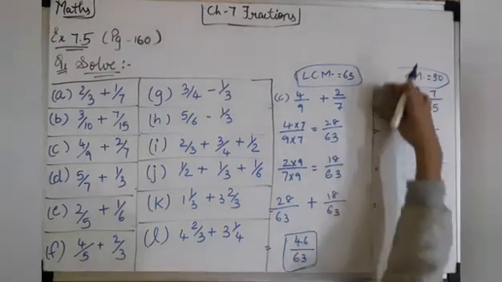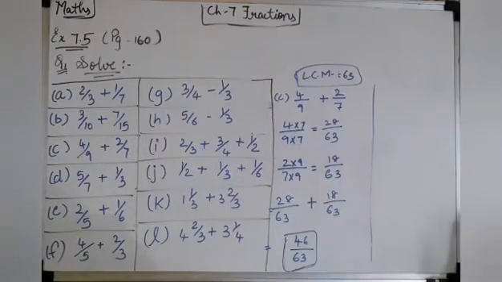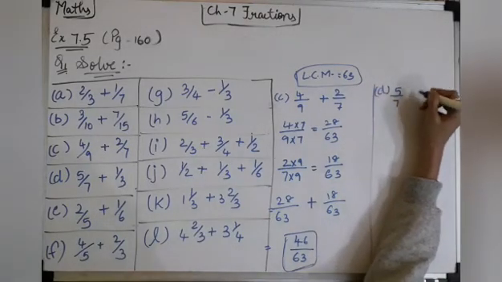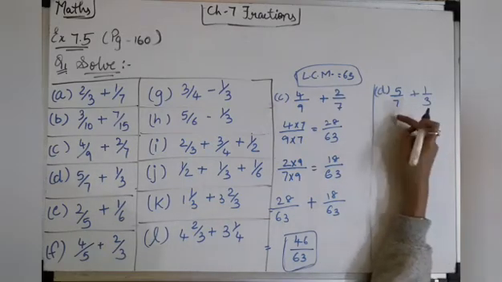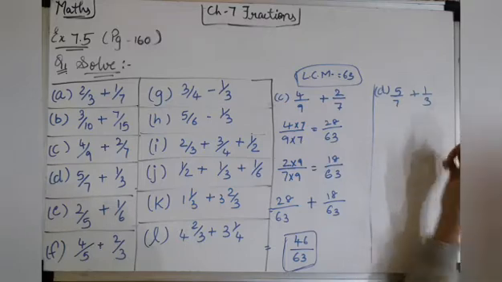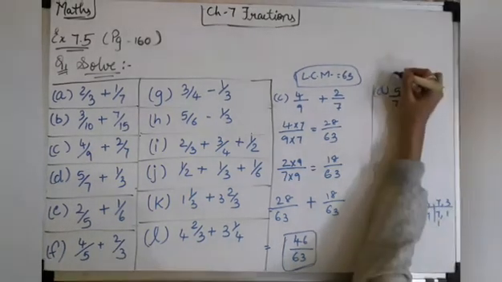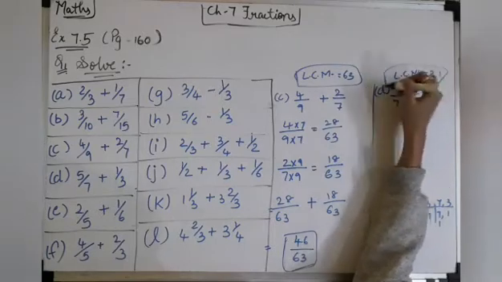Moving to the next sum, number D. The question is 5 upon 7 plus 1 upon 3. 7 and 3 denominators are different, so let's take out the LCM. 3 ones are 3 and 7 ones are 7. 3 sevens are 21. So LCM is 21.